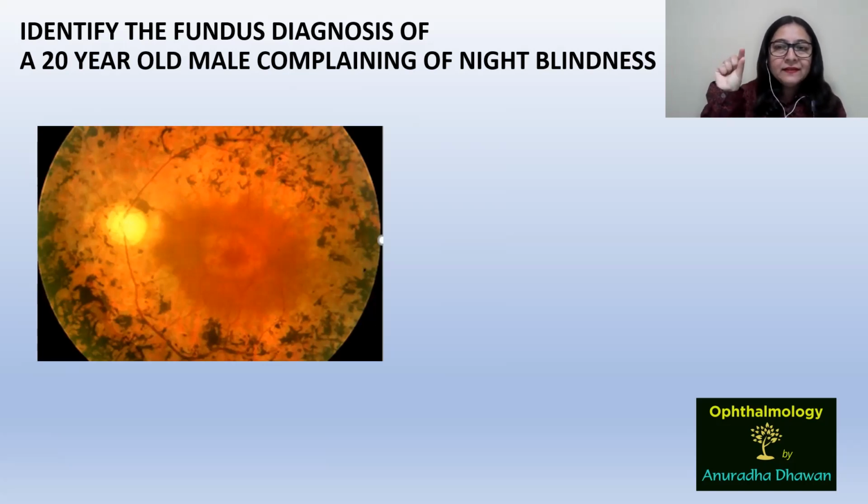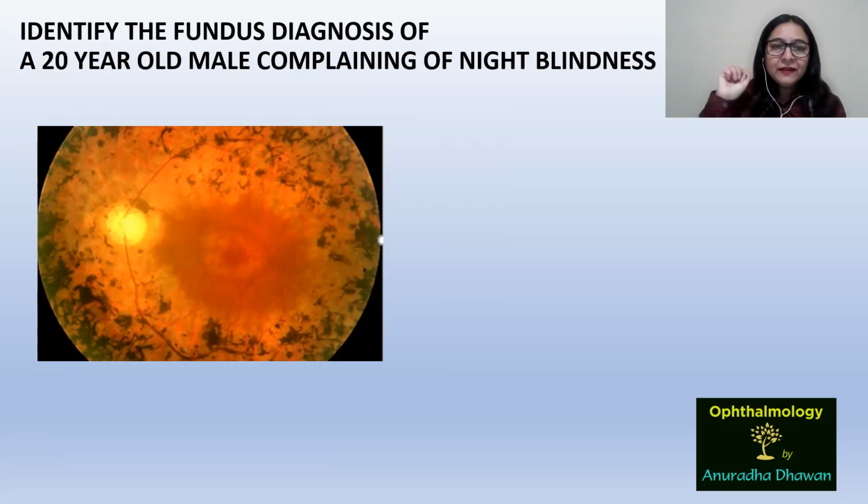You see the optic disc is appearing yellow in color. That we call pale optic disc. Second, if you notice the retinal vessels, they have become very, very thin, thread-like. These are known as attenuated arterioles. They have become very thin.